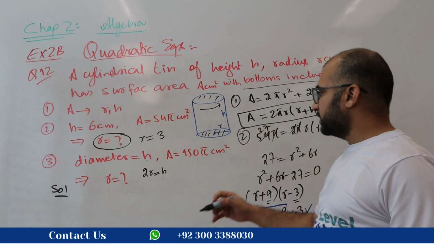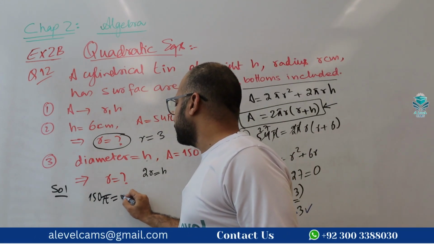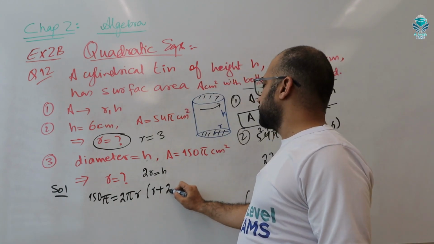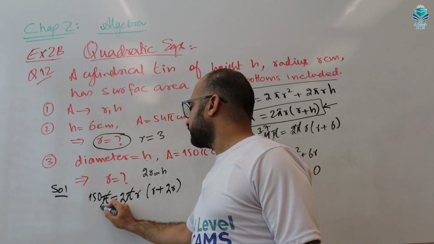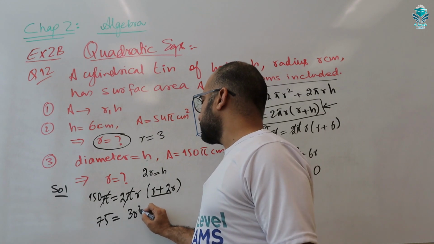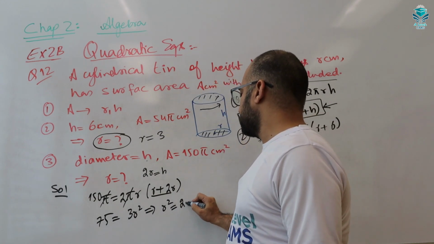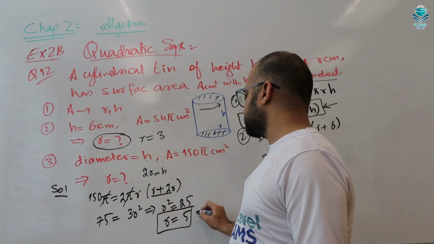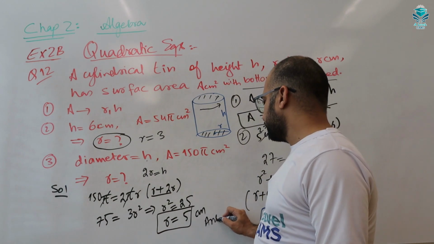So substituting the value here, you will get 150 pi equal to 2 pi r times r plus h, where h equal to 2r. So dear student, you can write from here 75 equal to 3r square. It means r square is 25, so r is 5. We are considering only the positive value. So r is 5 centimeter, and this is your answer.